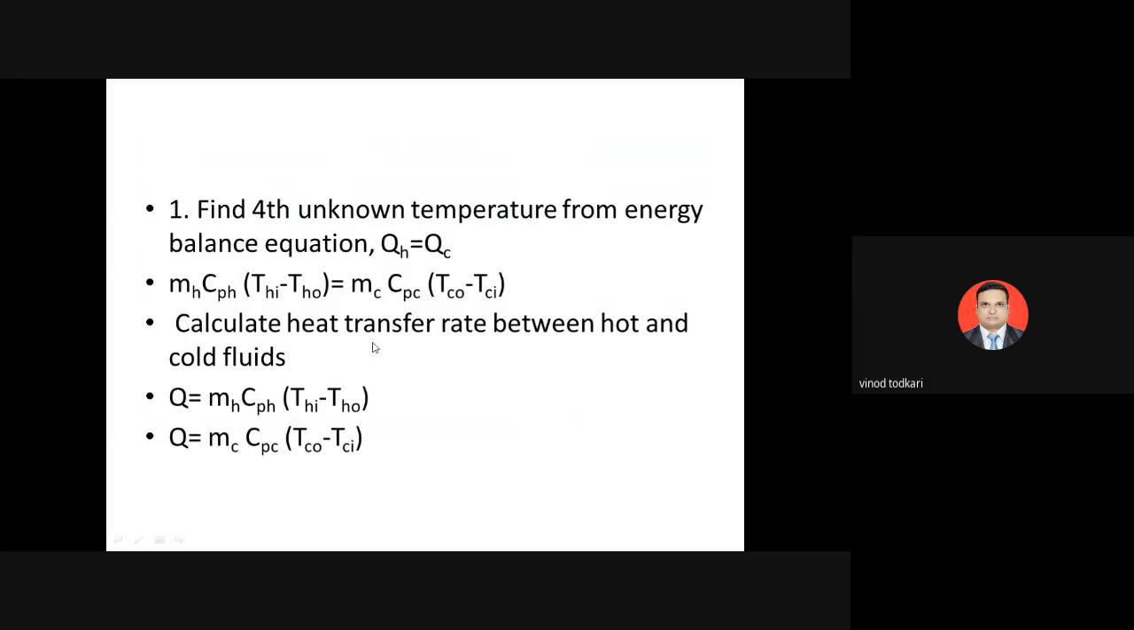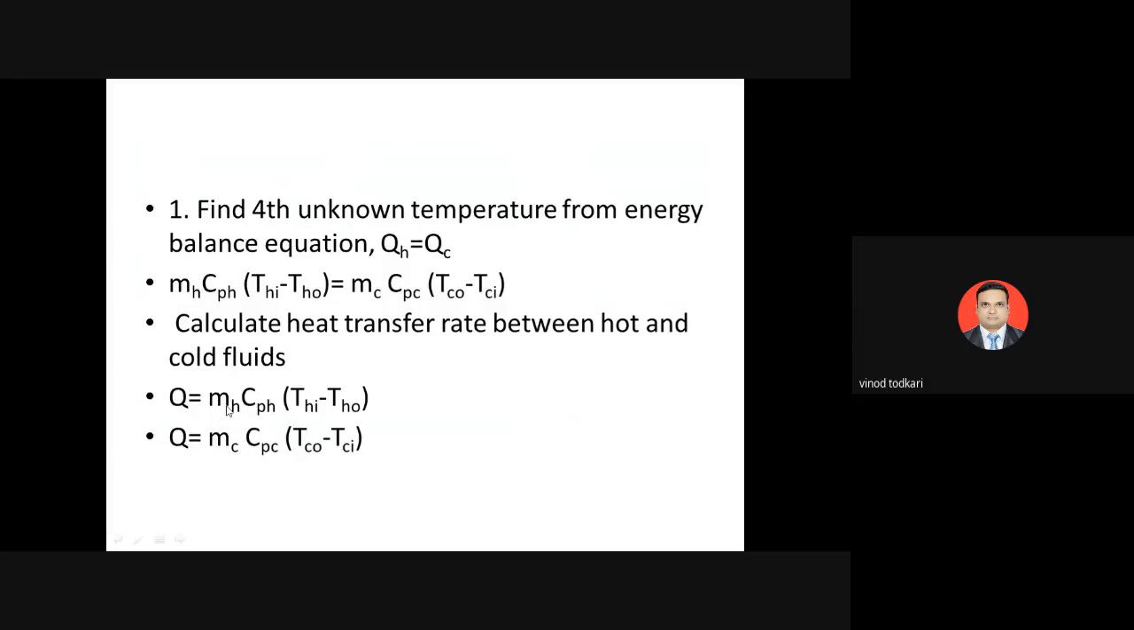Now, what is the second step? Second step is to calculate heat transfer rate between hot and cold fluids. Either you can find QH or QC. Both values will be same. Okay, let's say I calculate QH. So how will I calculate QH? Simply either you calculate left hand side of equation 1 or calculate right hand side of equation 1.